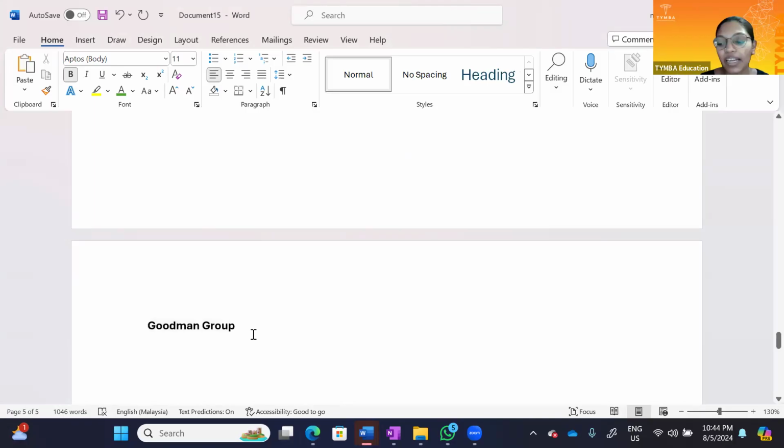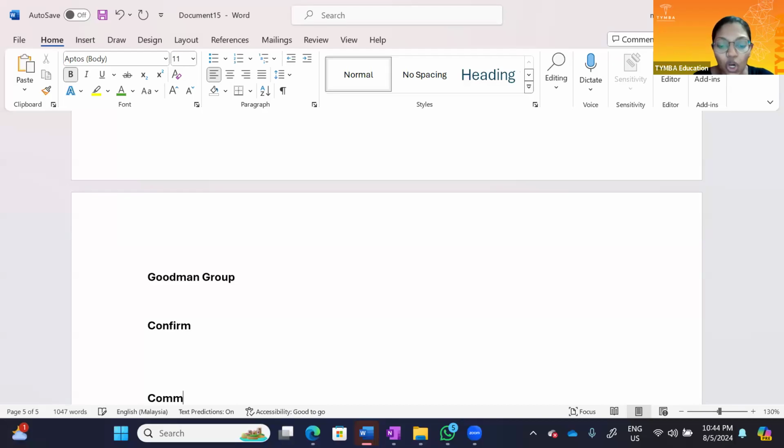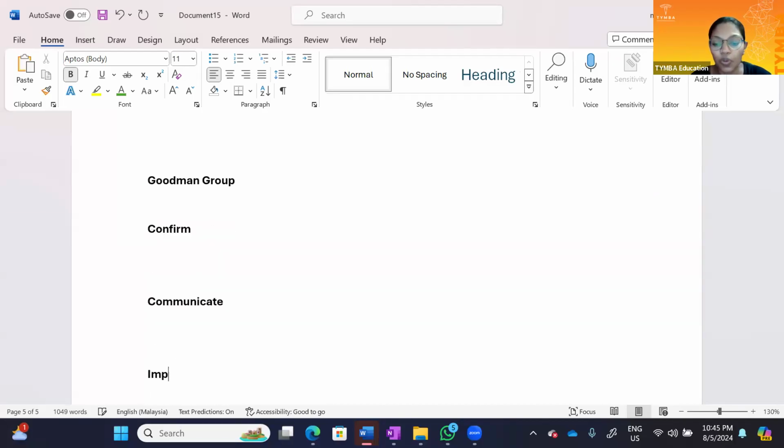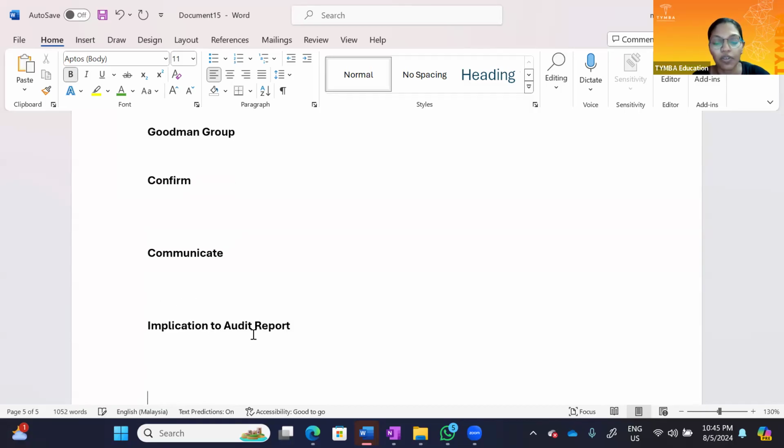So if it has already been identified, then we are going to confirm it. Then we're going to communicate it. Then we're going to look into what is the implication to the audit report. And then we want to consider whether we want to continue with this client or not. Something is wrong. The finance director is questionable, so continuance.